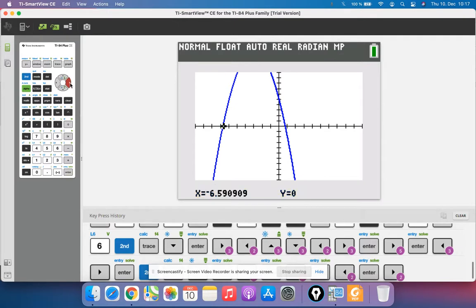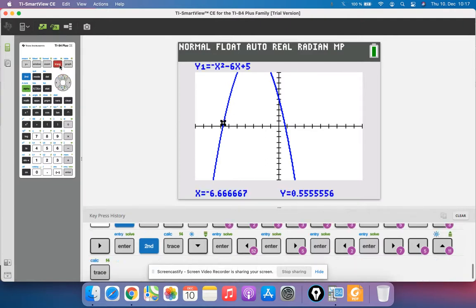Notice I can't just trace on my function to find these points. Even if I click the trace button and I start trying to trace, I won't get exactly where we were. See, it kind of jumps over. Negative 6.66, and then the next one is negative 6.81. But the intercept was in between there. So the trace feature does not work to find x-intercepts.